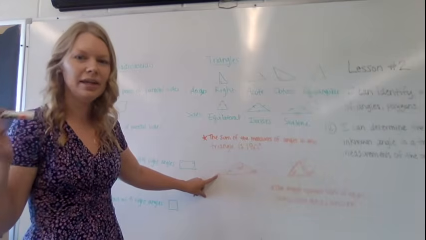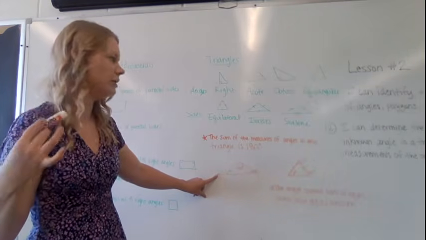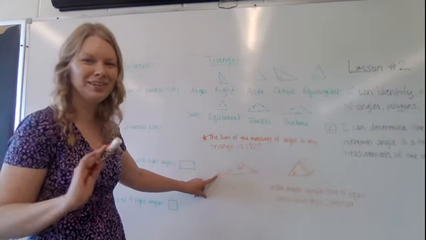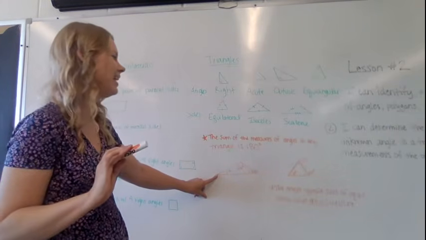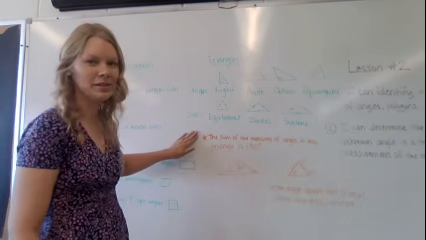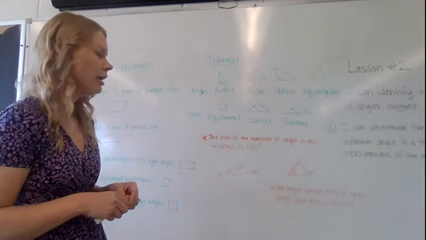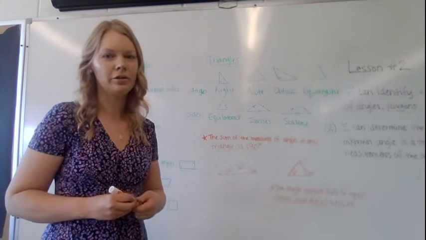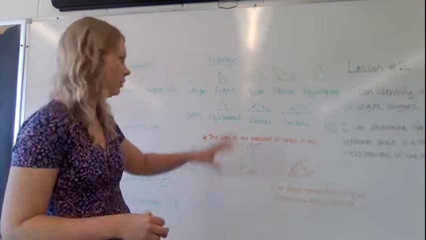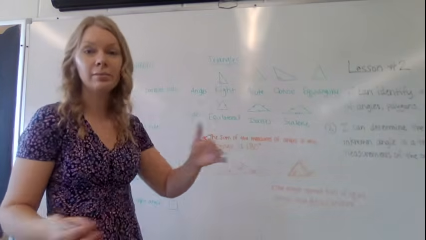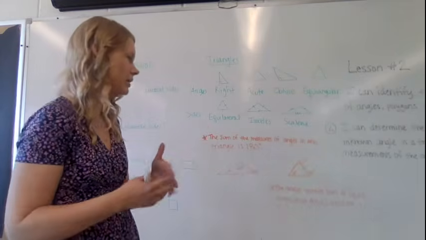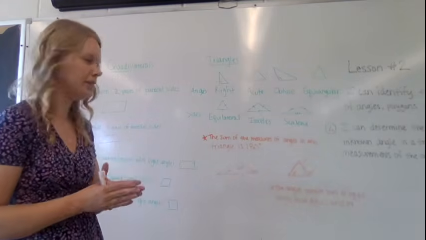And here is the main rule that you need to remember regarding triangles and their angle measurements. And it's right here with the star by it. The sum of the measures of the angles in any triangle is always equal to 180 degrees. Okay, no matter what type of triangle you have, you take the measures of all of their angles, they will add up to 180 degrees every time.